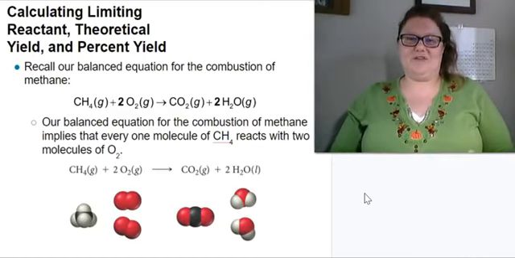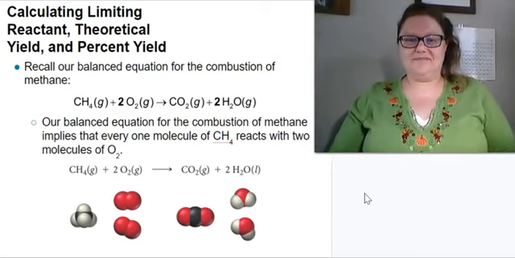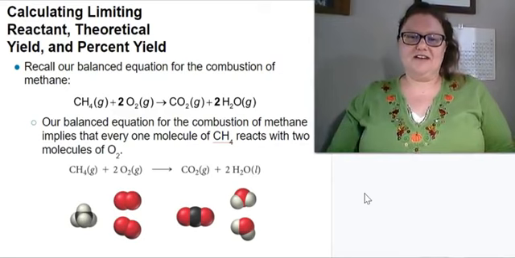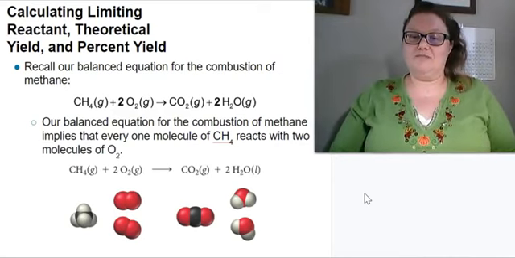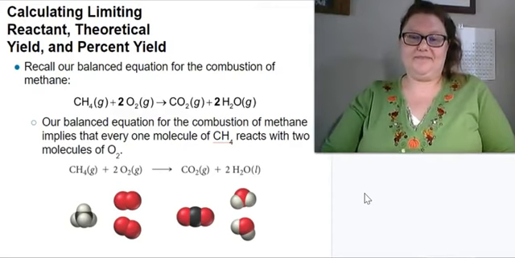So let's go through an example of this. We're looking at the combustion of methane again. Our balanced equation implies that for every 1 molecule of methane, reacting with 2 molecules of oxygen.